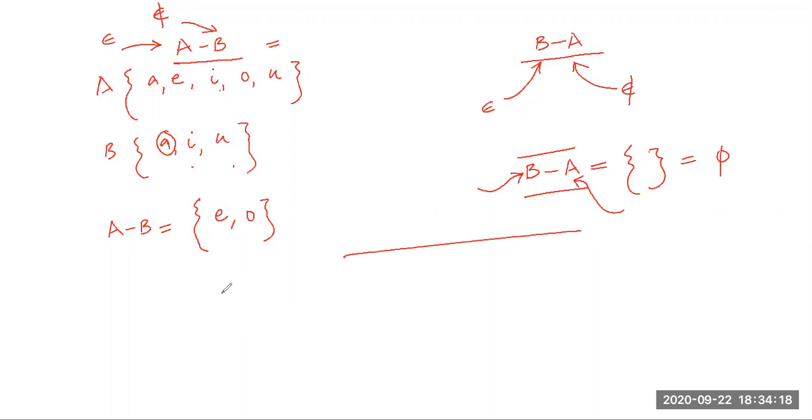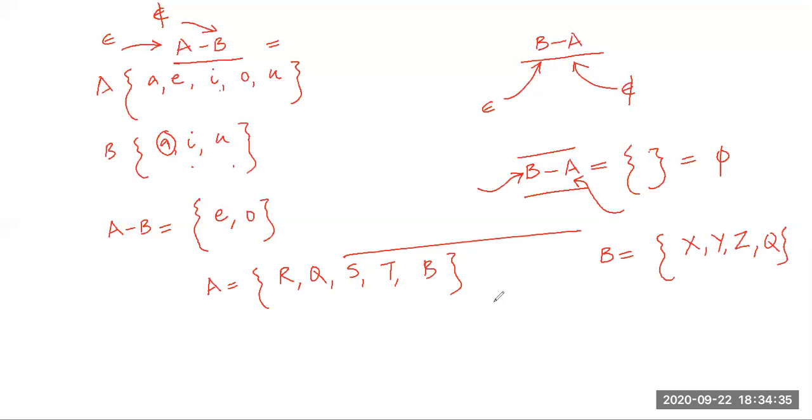One more question. Let's say A is R, Q, S, T, B, and B is X, Y, Z, Q. Students, Ishma will tell me what is A minus B and explain also why it's like this. We will select the elements which are in A but not in B. Yes, R, S, T, and B.